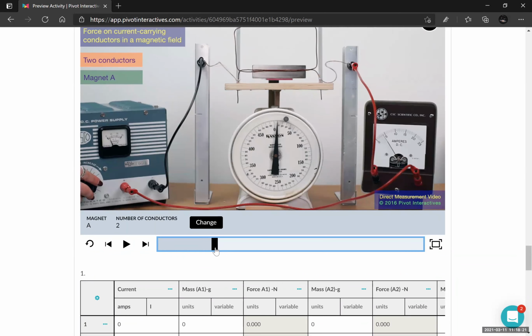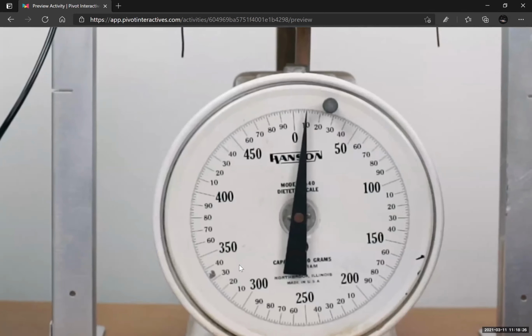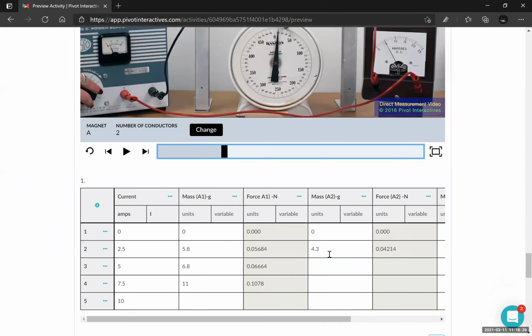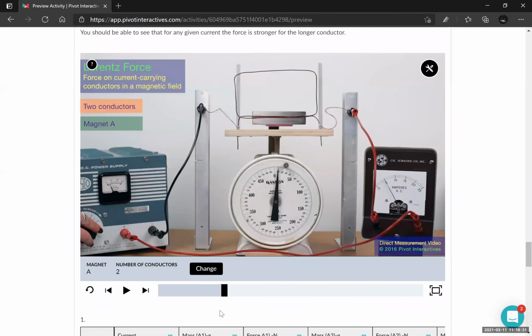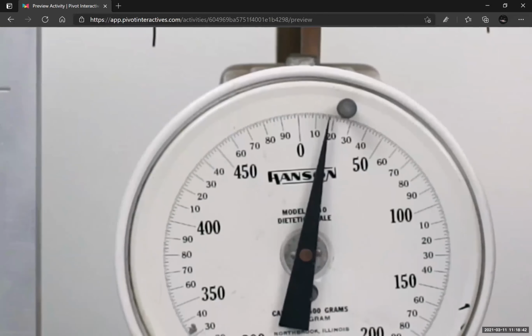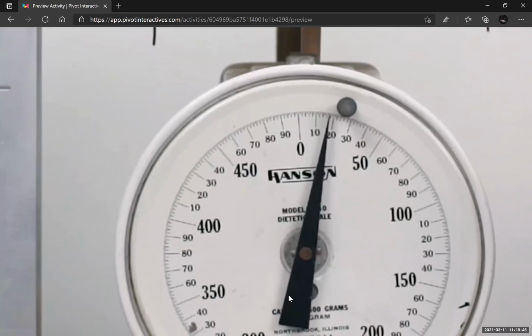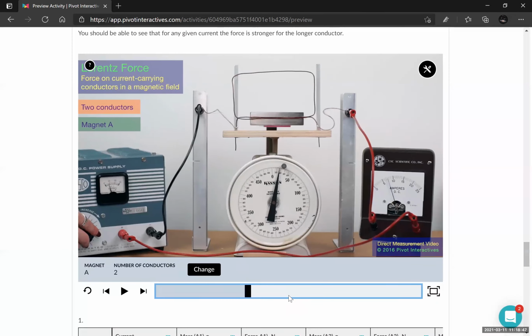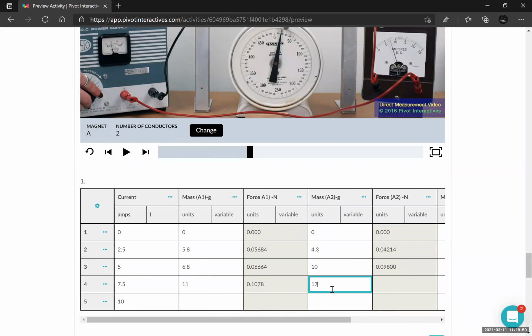Then we look at the 5 amps. Right there, this is exactly 10. Then I go to 7.5. Look at the force or the mass. It's almost 18, so maybe 17.5 or something like that. So 17.5. That means I now have magnet A, conductor 1, number of conductors 1, and number of conductors 2.